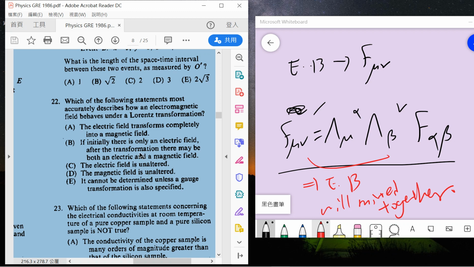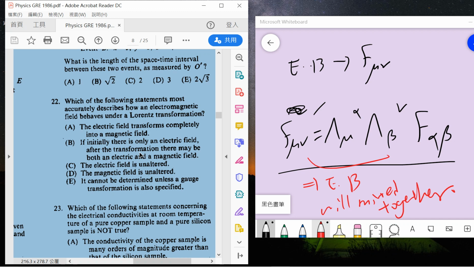Sometimes if your system has no E, then after you change frames, the electric field may turn into a magnetic field, and the magnetic field may turn into an electric field. So B said if there is an initial electric field, after transformation there might be both. So B is correct. C and D are wrong, right? Because the electric field and magnetic field cannot be separated in the Lorentz form. Basically, in Lorentz form, they form a second rank antisymmetric tensor.